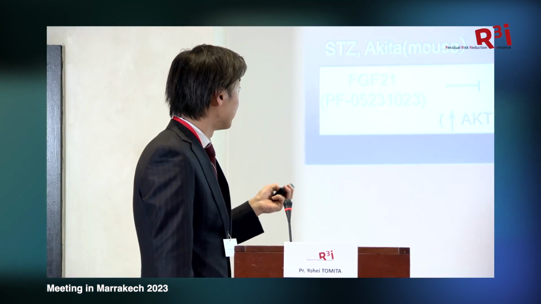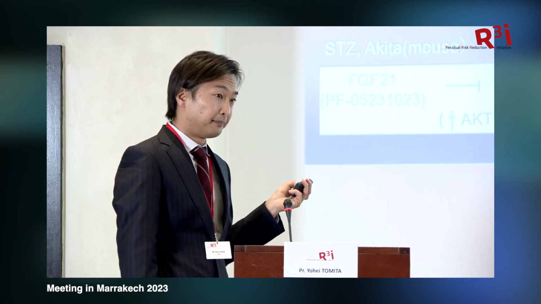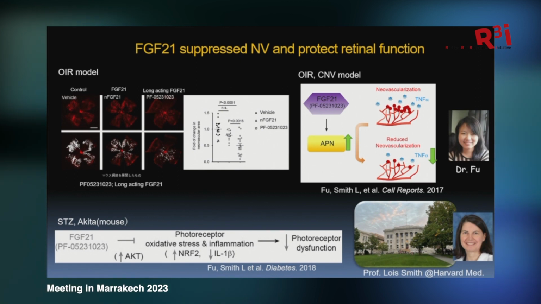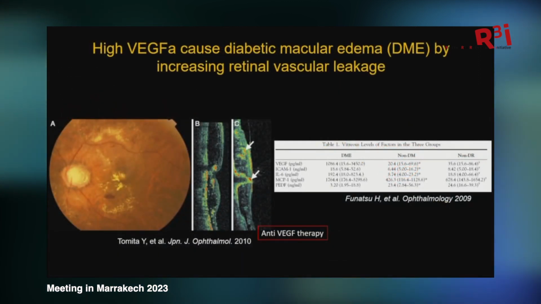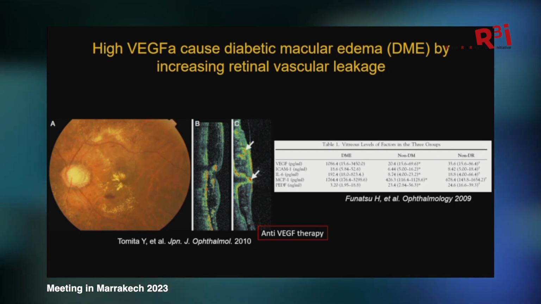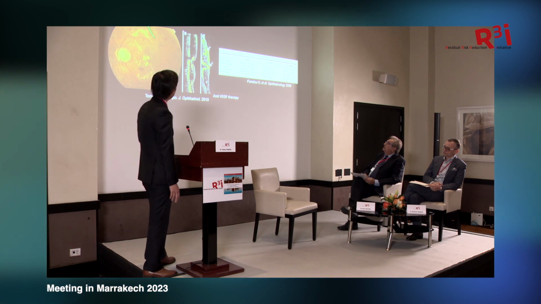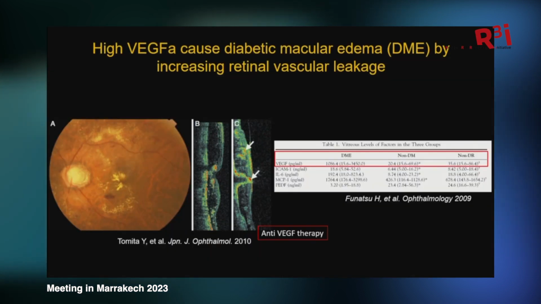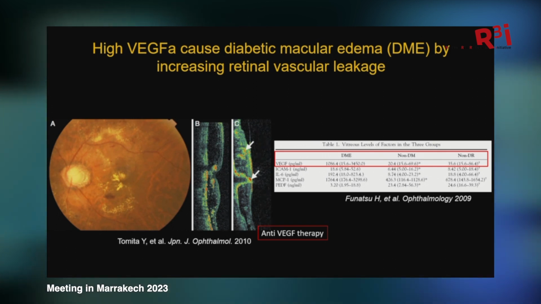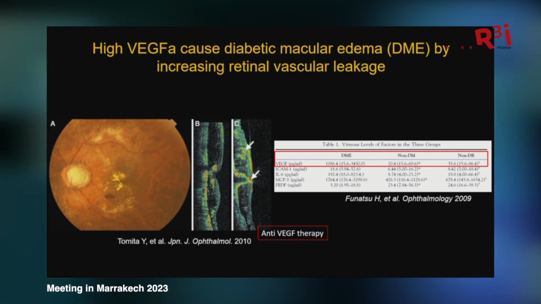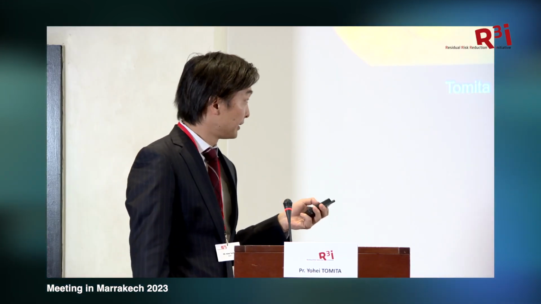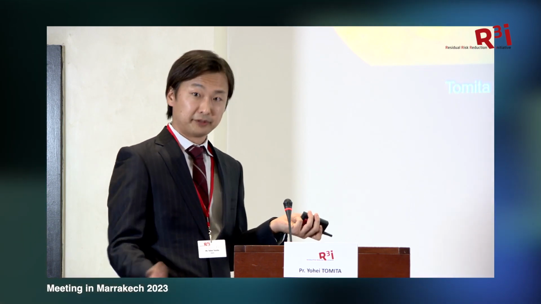Subsequently, we used a diabetic mouse model, and we showed that FGF21 preserves the retinal function by decreasing oxidative stress and inflammation in the eye. So next we focused on the vascular permeability, which is also a pathogenesis in DR. High VEGF causes diabetic macular edema by increasing retinal vascular leakage. This paper showed that the concentration of VEGF in the vitreous of DME patients is significantly higher than in non-DR or non-DM patients.